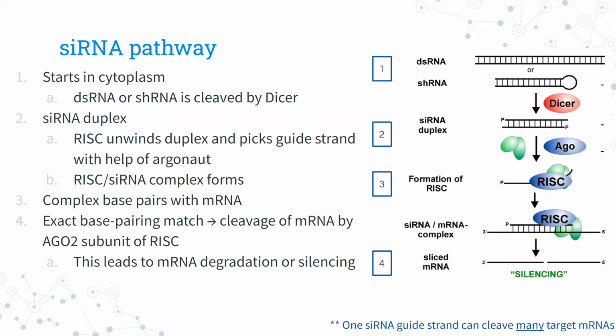And so by doing that, you basically double the amount of controlling that you can do with one strand. You're going to look at the diagram; I also numbered it by step to match. Upon that, the RISC-siRNA complex is going to form, and then it's going to complementary base pair with the mRNA. Once you have an exact base pairing match, the RNA is going to be cleaved or nicked by the Argonaute 2 subunit of RISC. Again, the process is pretty similar.